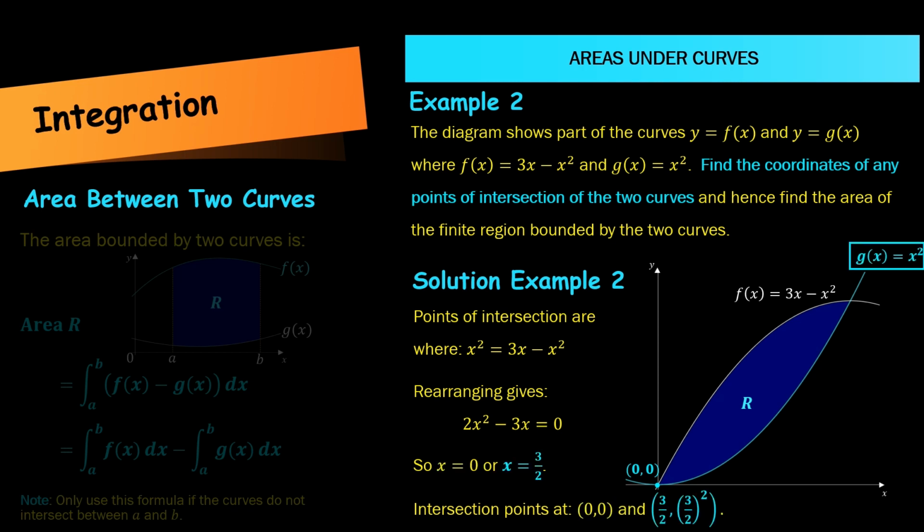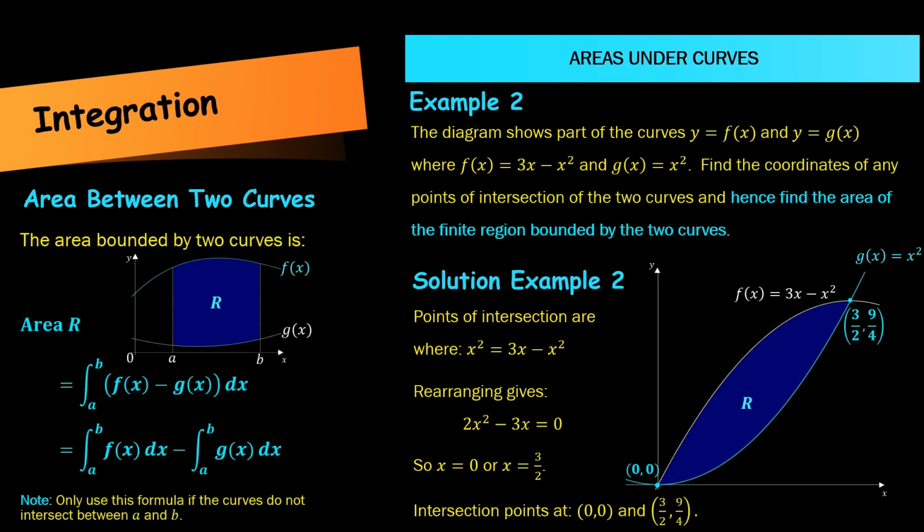Similarly, our other point of intersection occurs when x equals 3 over 2, and when we plug this into g of x equals x squared, we obtain that the y coordinate is 3 over 2 squared. So our other point of intersection is at 3 over 2, 9 over 4, as shown. We can now proceed to find the area R, since we have the points of intersection.